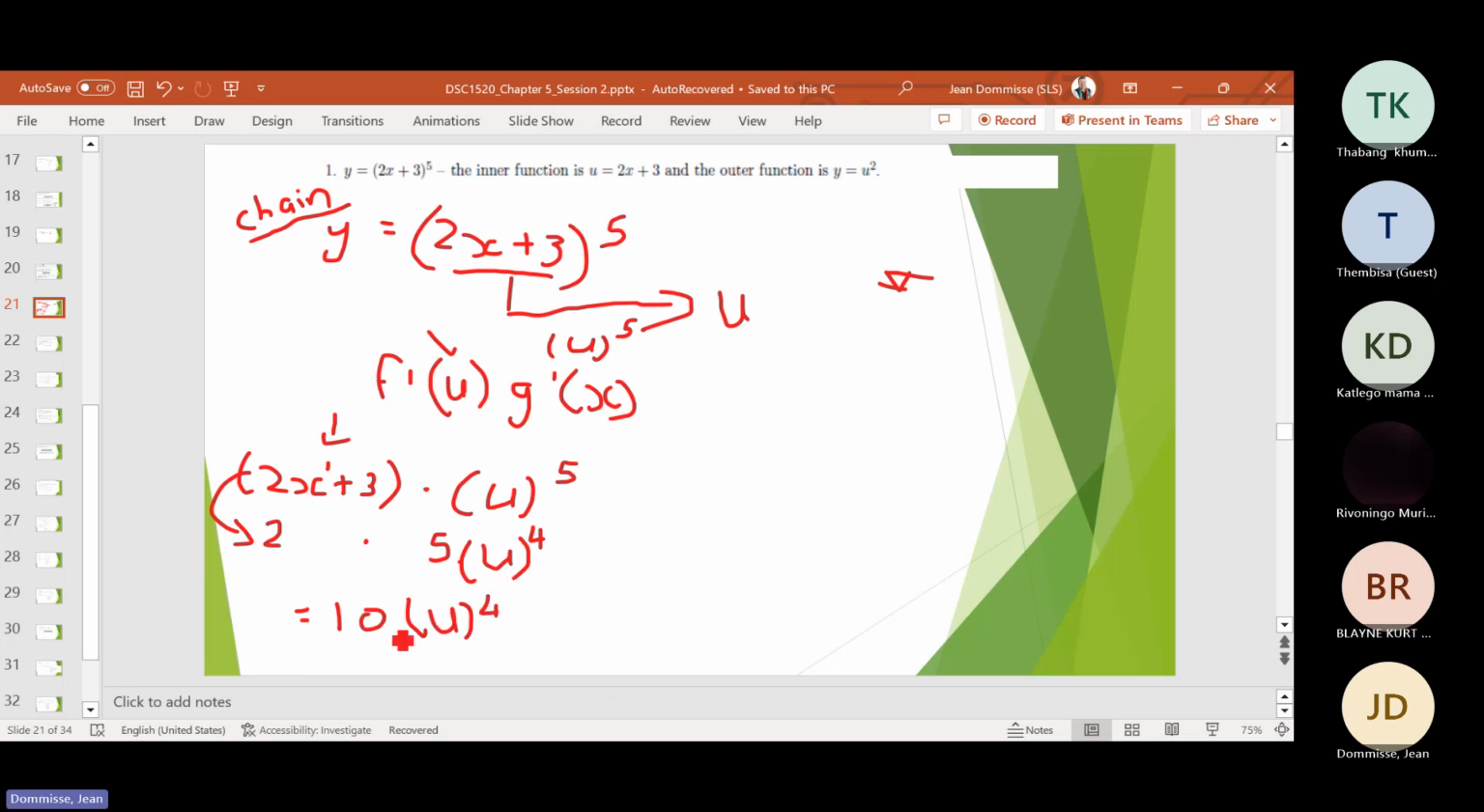But remember, we said u is equal to 2x plus 3. So all that we still need to do is replace u in this function. The rest we keep the same. So all that we do is say 2x plus 3 to the power of 4. And that will be how we use the chain rule.